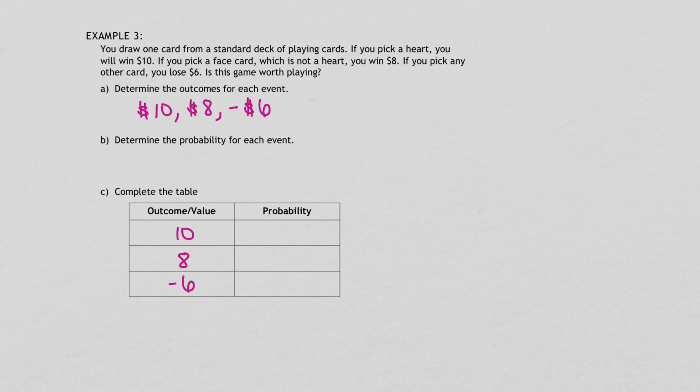Determine the probability for each event. Well, we need to see what's the probability of drawing a heart. Well, a quarter of the hearts, there's 13 hearts in a pack of 52 cards. So 1/4 of them are hearts. And I'm going to go ahead and bring this down to my table.